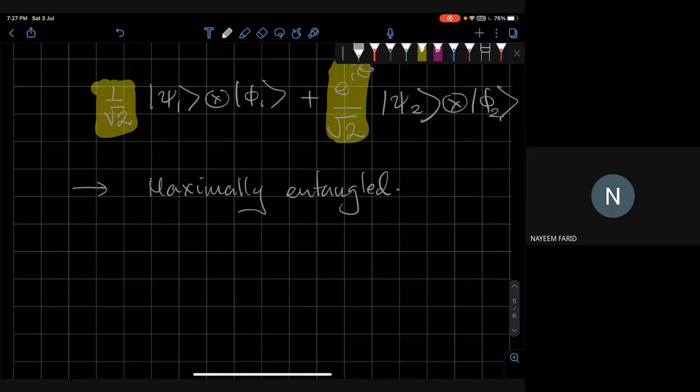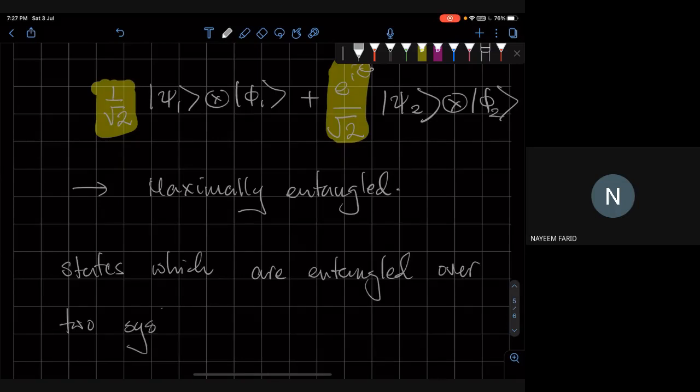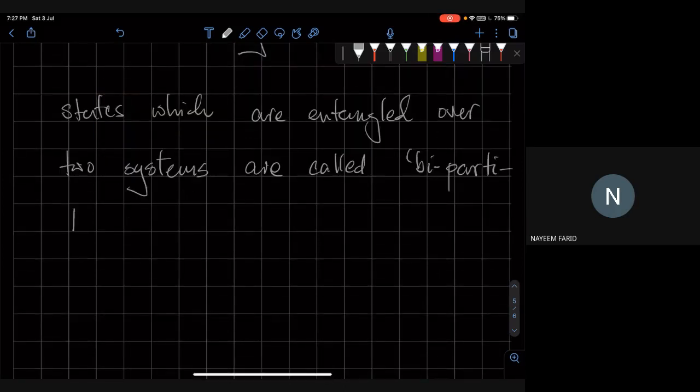So states which are entangled over two systems are called bipartite states. Okay, bipartite means it has two parts. Okay, any questions?